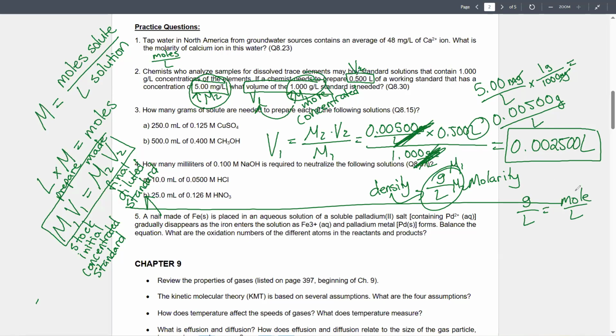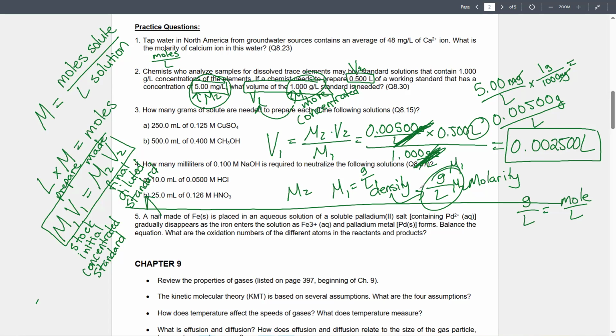But again, if I was asked to find like M2 and my M1 was in gram per liter, I would turn it into mole per liter because then my units wouldn't cancel out and I would be left with a unit of gram per liter. And I would need to turn it into mole per liter. Good question. All right, let's check out 3 and 4. I'm just going to do 3A and 4A. No reason to do both.